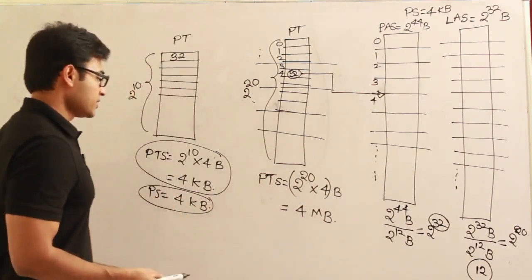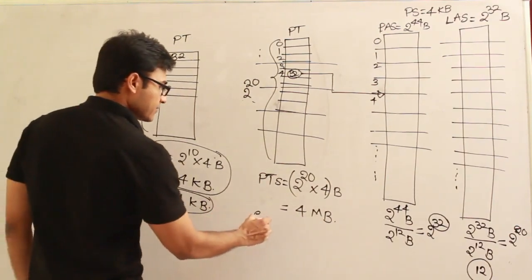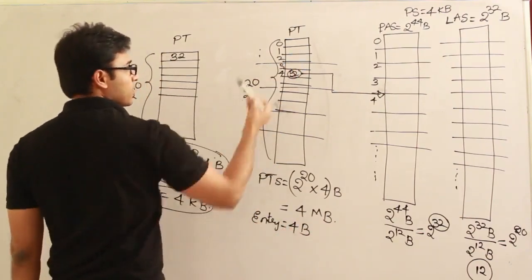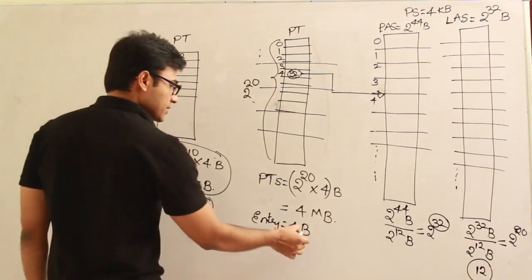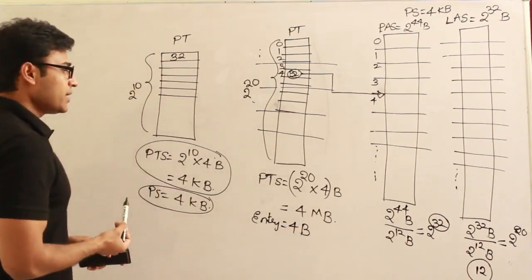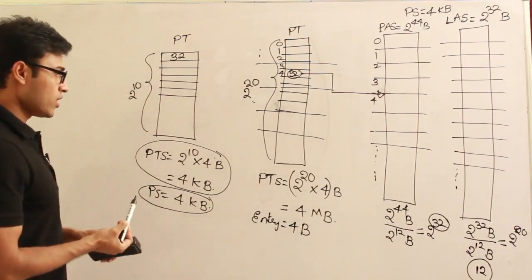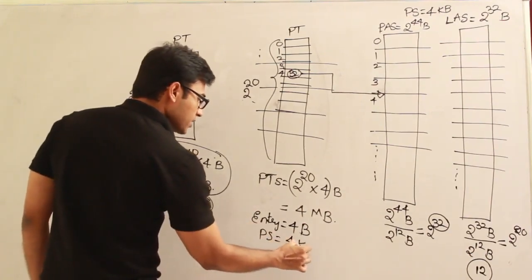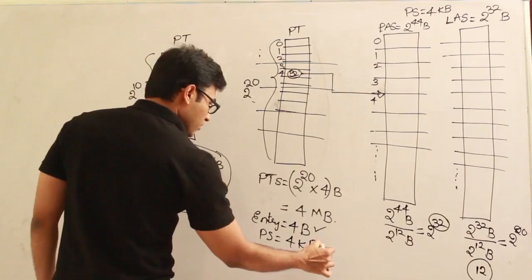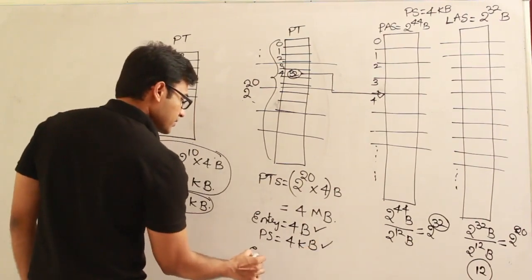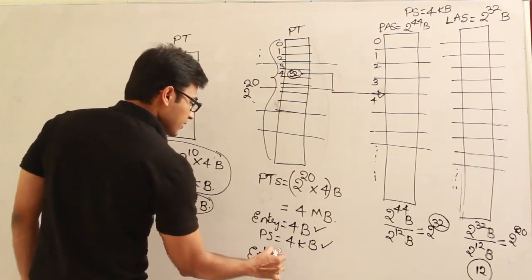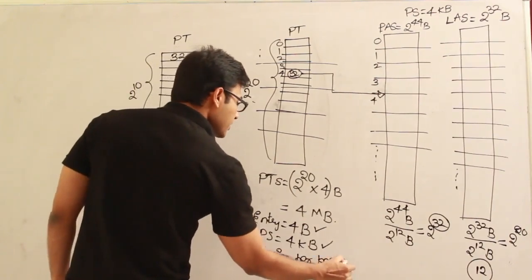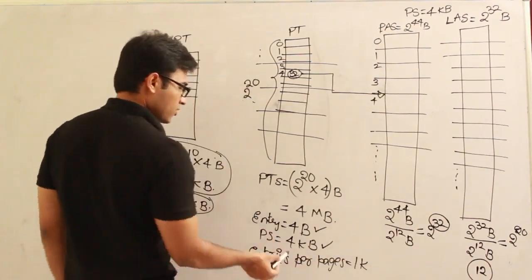See, what I want is, if each entry size is 4 bytes, right? Then how many entries will be present in one page? So one page size is 4 KB and each entry is 4 bytes. Then how many entries will be present per page? The number of entries per page will be equal to 1k, isn't it? 1000 entries will be there.